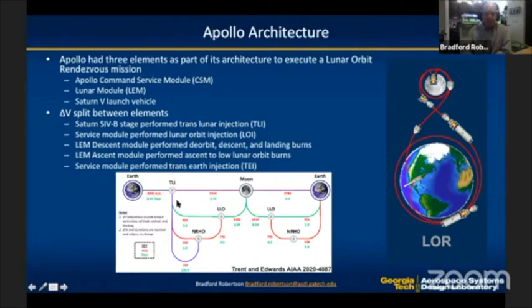The service module performed this low lunar orbit injection. Then the lunar module had a descent element, which performed this 2.1 kilometers per second descent to the moon, an ascent module that went back into low lunar orbit, and then the service module provided this final 955 meters per second to get back to Earth. So that's how all of that worked.